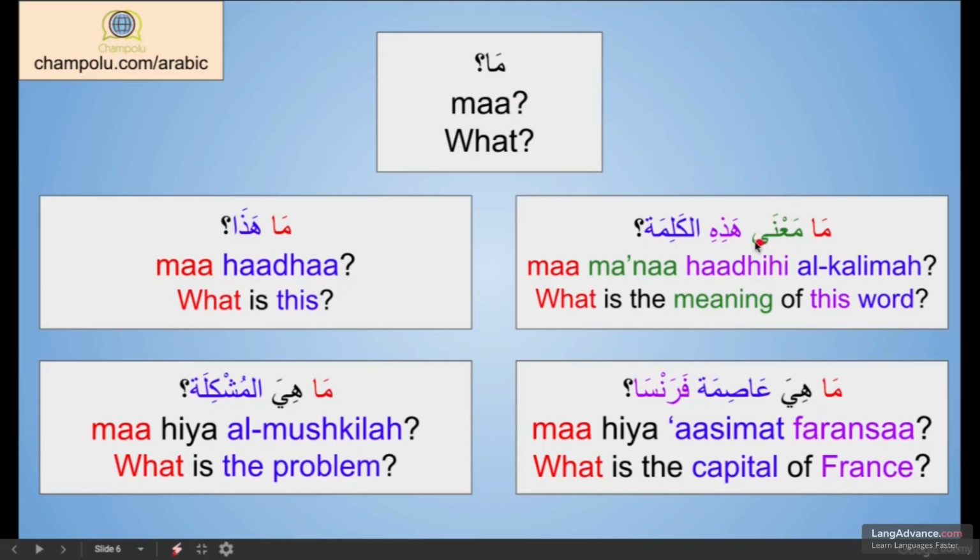ما معنى هذه الكلمة? What is the meaning of this word? We can say something like ما هذا? What is this? We can ask a question like ما هي عاصمة فرنسا? What is the capital of France? We can ask something like ما هي المشكلة? What is the problem?